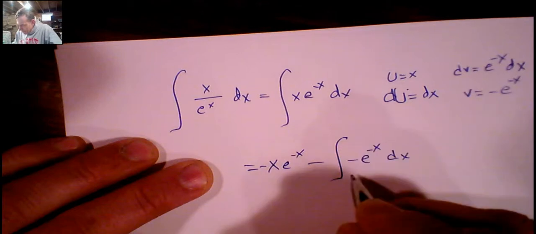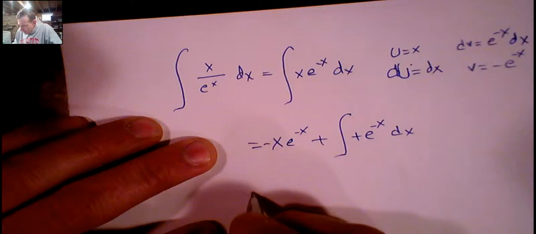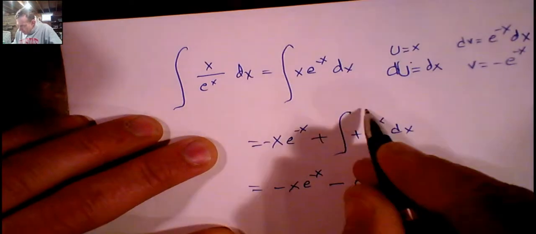That's both positive. So it's negative x e to the negative x minus e to the negative x. This is something you can integrate yourself. All right, so that was easy.